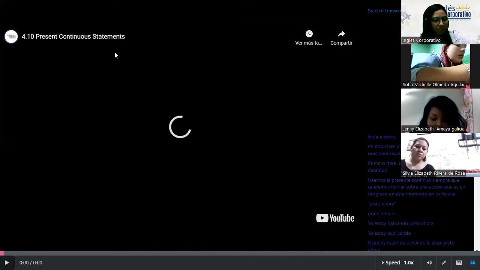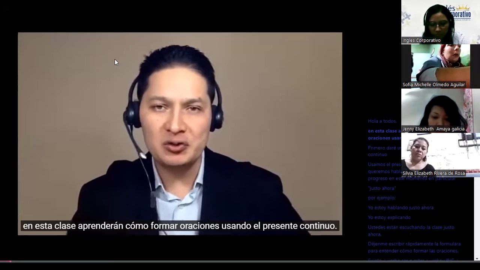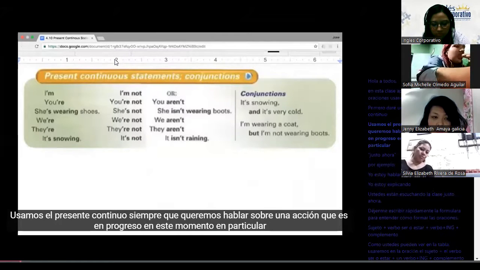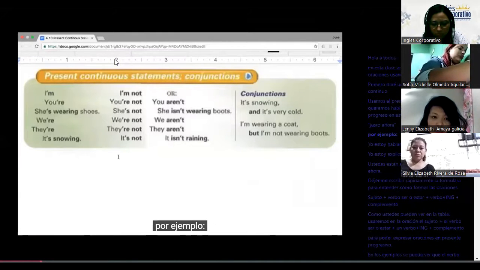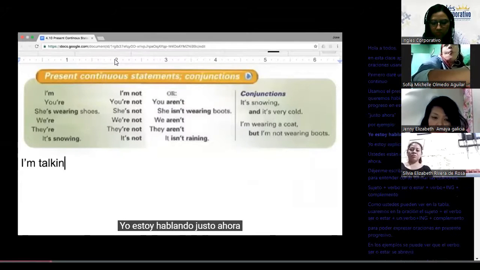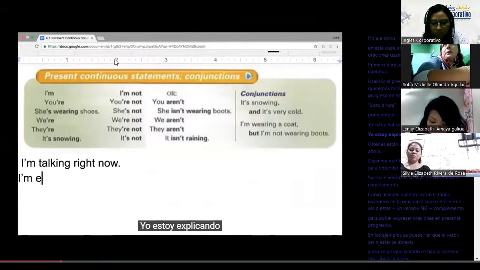Hi, everyone. In this class, you'll learn how to form statements using the present continuous. Let me first give the definition of the present continuous. We use the present continuous whenever you want to talk about an action that is in progress in this particular moment, right now. For example, I'm talking right now. I'm explaining.